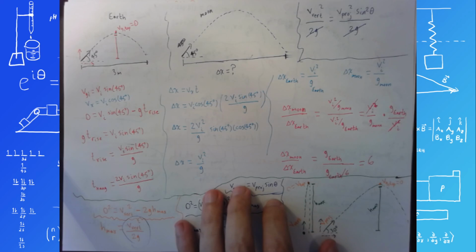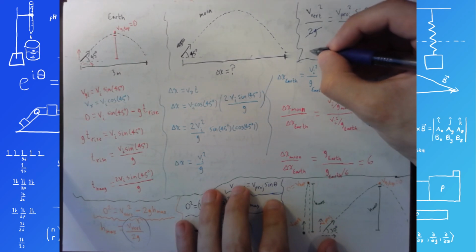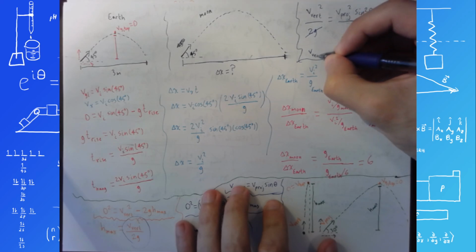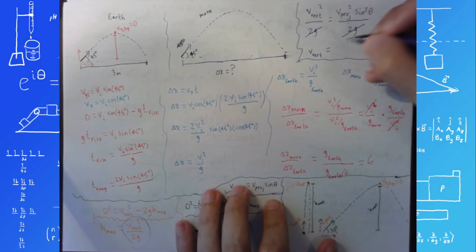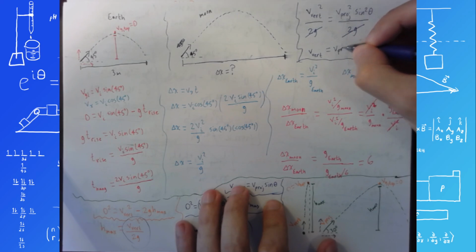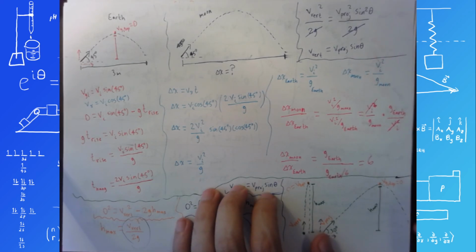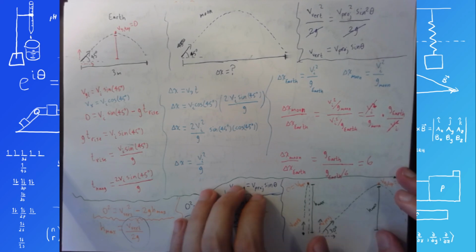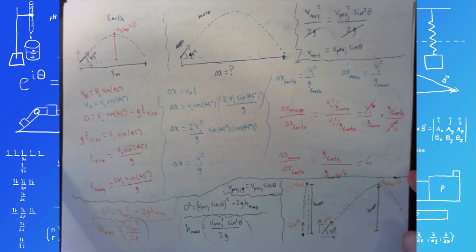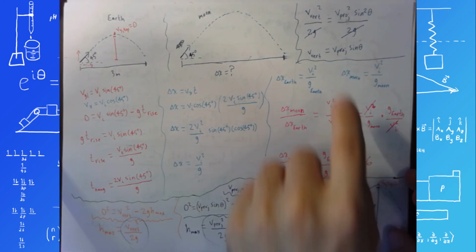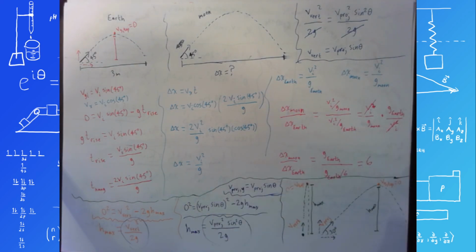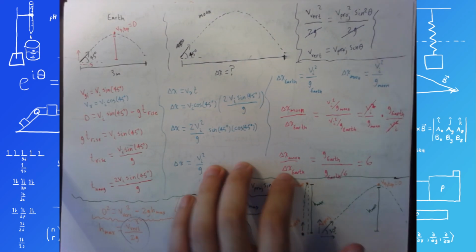And I can just take the square root, I guess, and simplify this. V vert equals v proj times sine theta. If I divide both sides by v projectile, then I get sine theta equals the ratio of the v vertical over v projectile.